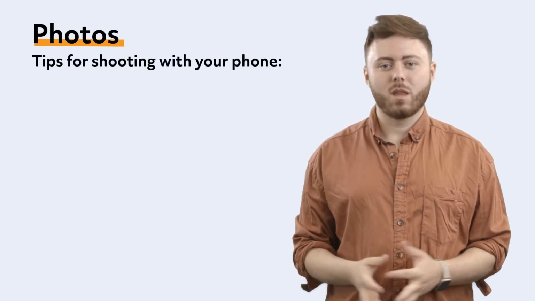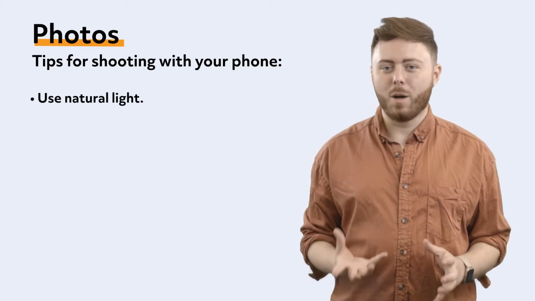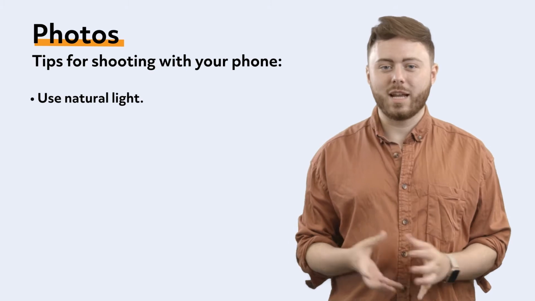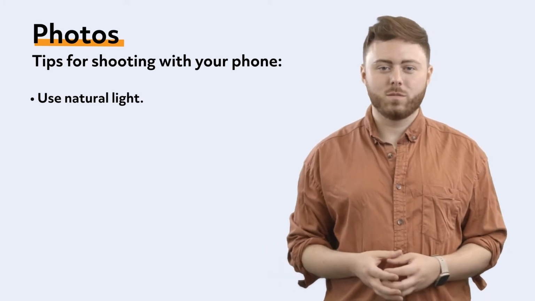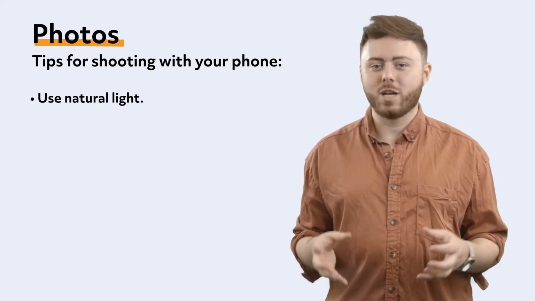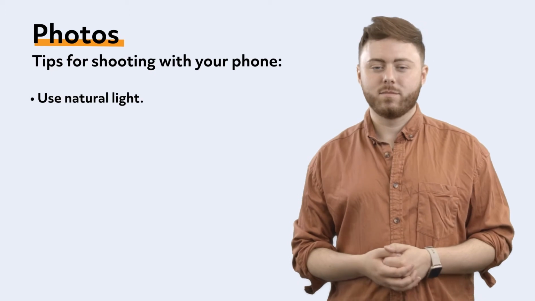Photos. Here are some tips to get the best photos when shooting with your phone. Use natural light. No one looks great with a flash lighting up the oiliest parts of their face and casting weird shadows on their nose and chin. The same is true for product shots. Natural light just makes shadows softer, colours richer, and photos nicer to look at.